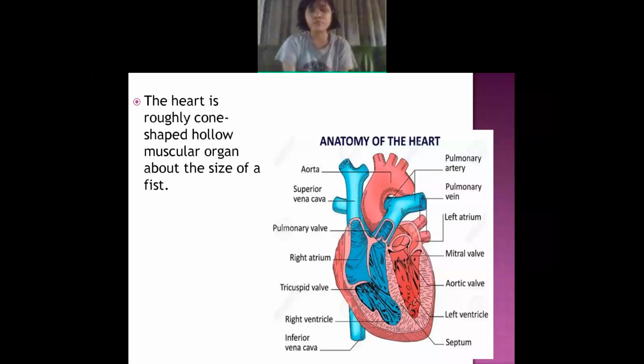Did you understand this portion, everyone? Please don't get confused. This portion, did you all understand? Yes or no? Yes, ma'am. Okay.